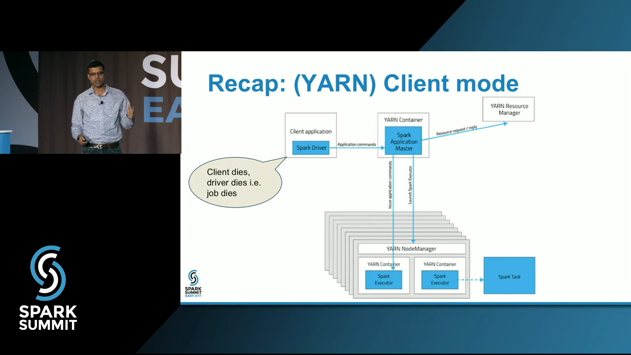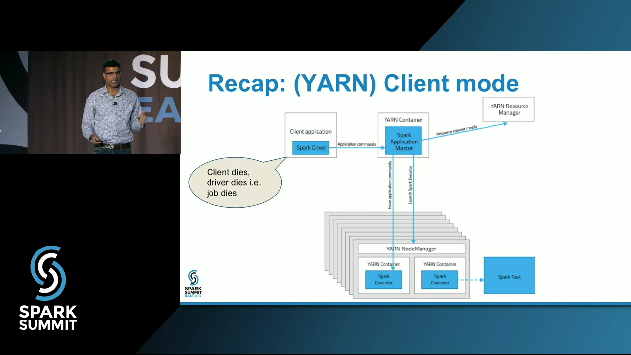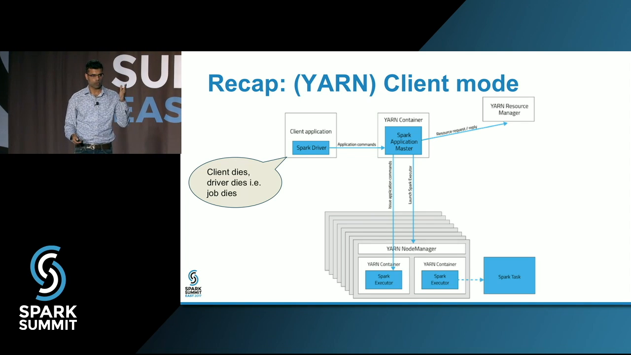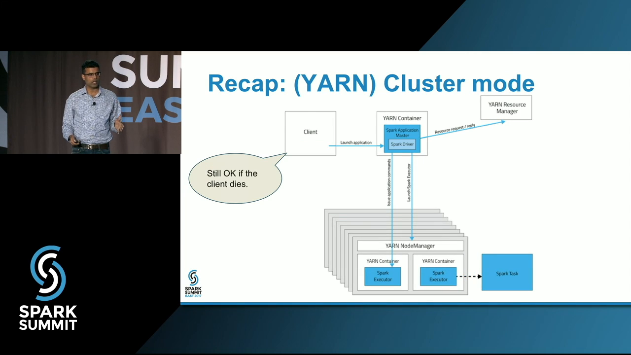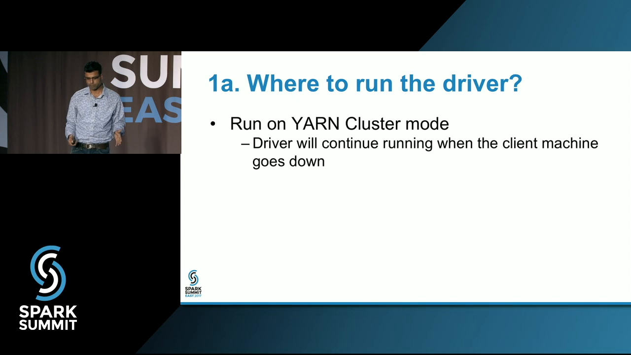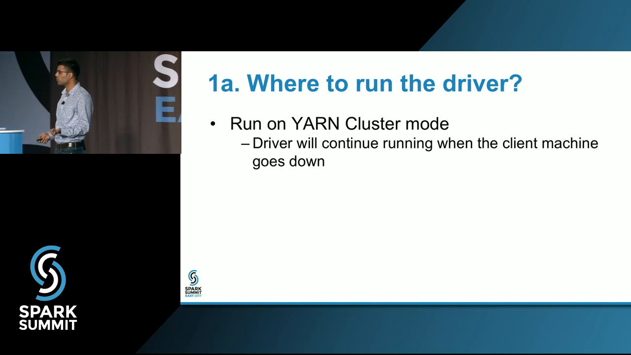So as it's very obvious, if you're running Yarn client mode and you're running a streaming app, if your client application dies, your driver dies. If your driver dies, your Spark application is dead, right? So you want to run your jobs on the cluster mode so that if your client dies, it's still okay. So that's the answer to our first question, 1A.